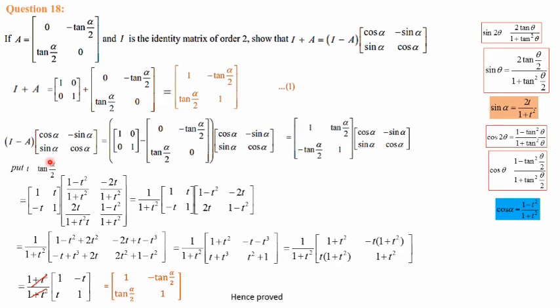Minus t means here it is t we have to replace, minus tan alpha by 2. Then here it is plus t. Plus t means tan alpha by 2. And here there is 1. So when you look at this one, this is 1, minus tan alpha by 2, tan alpha by 2, 1. Here also same thing. So the left hand side and right hand side we have got equal, and this is the proof.